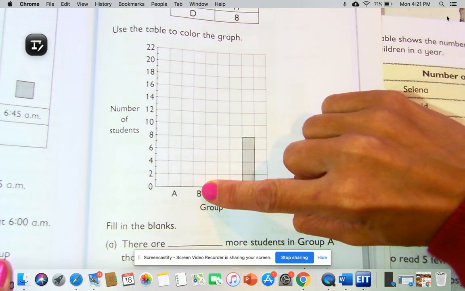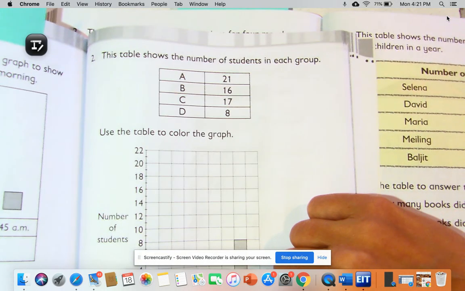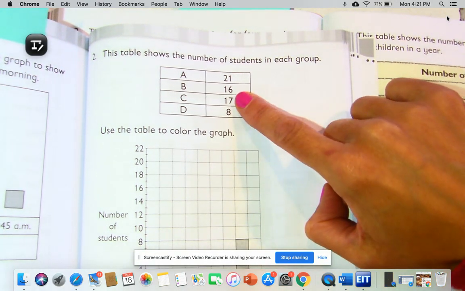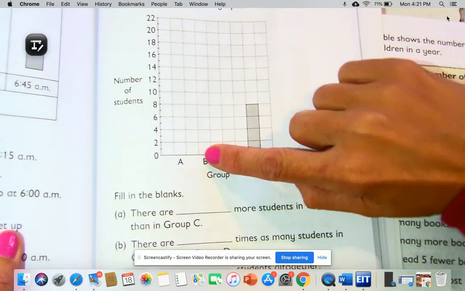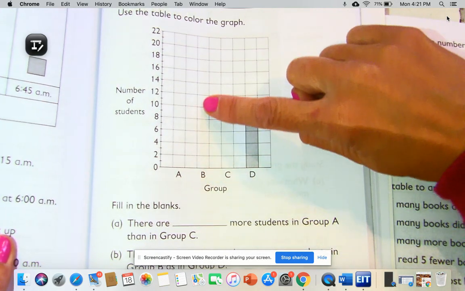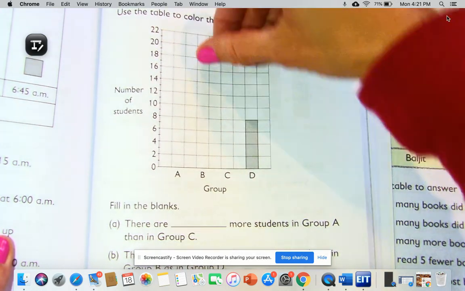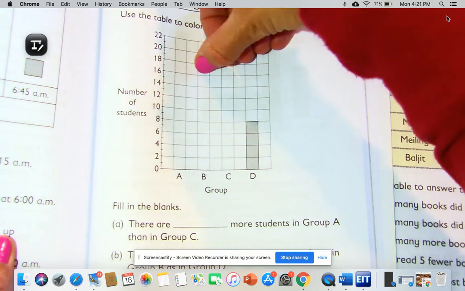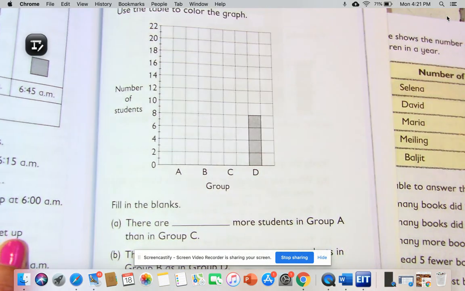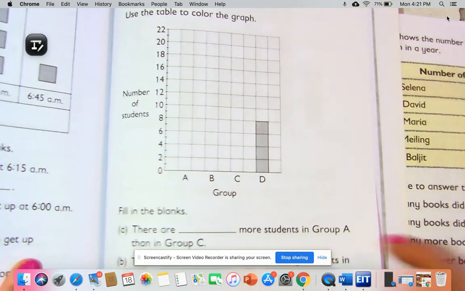All right. For group B, let's see the table. There are 16 students in group B. So for group B, we can color in the bar all the way up till we get to 16. So that would go all the way up to here. Alrighty. And there are a few questions to answer.